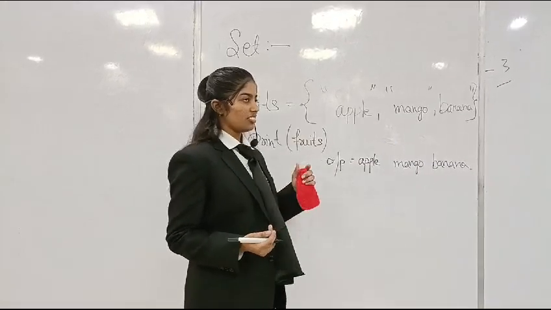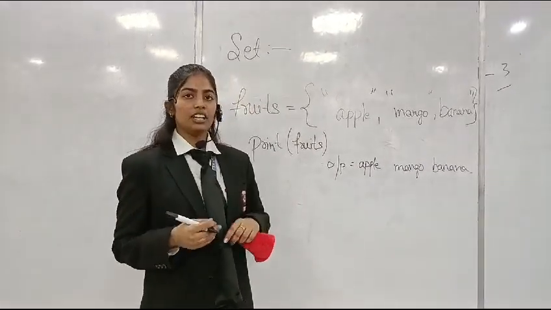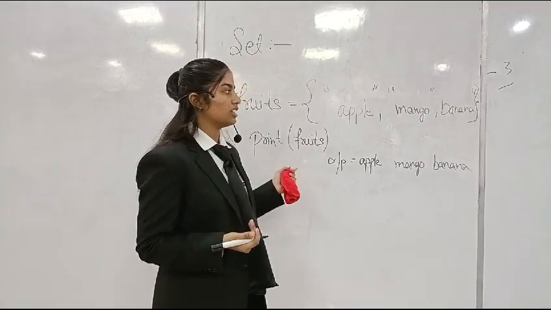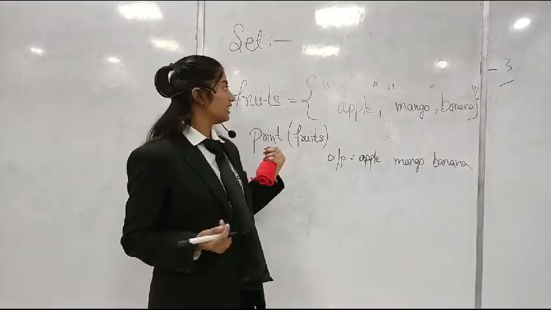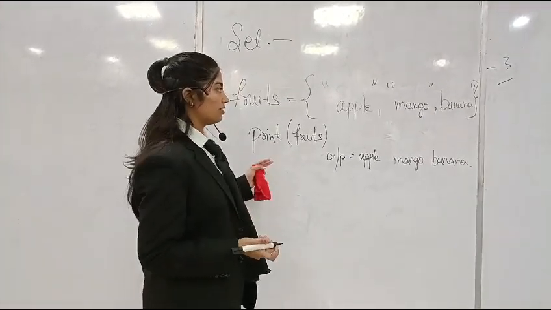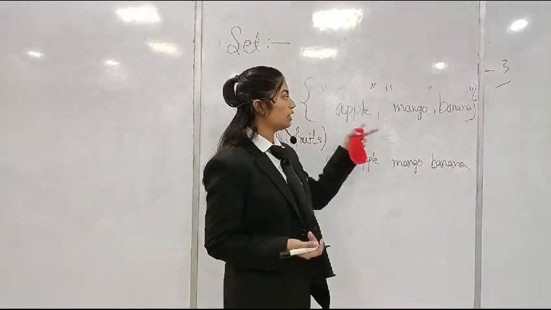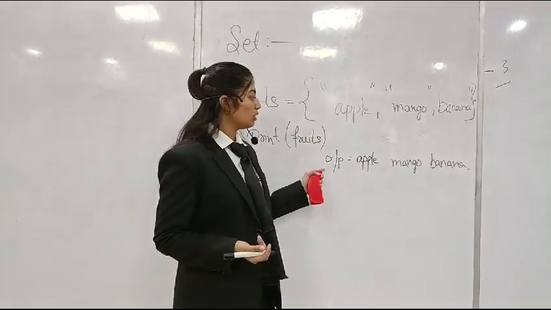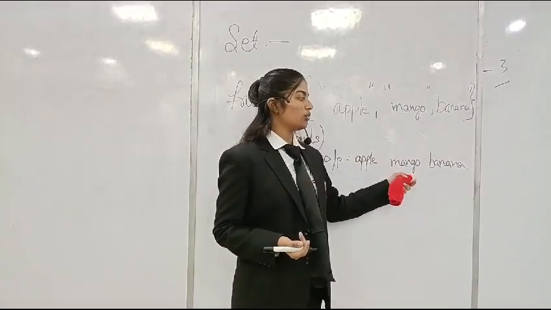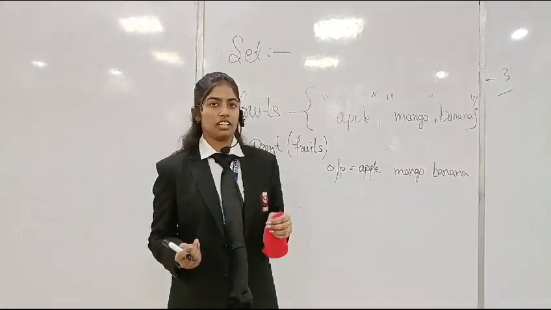But we can add new items or remove any items from the set. A set also cannot allow duplicate values. It means if we write apple twice, it still gives the output apple, mango or banana. So it cannot allow duplicate values.